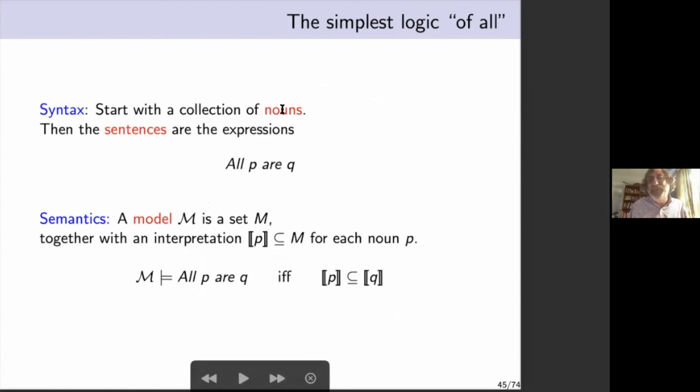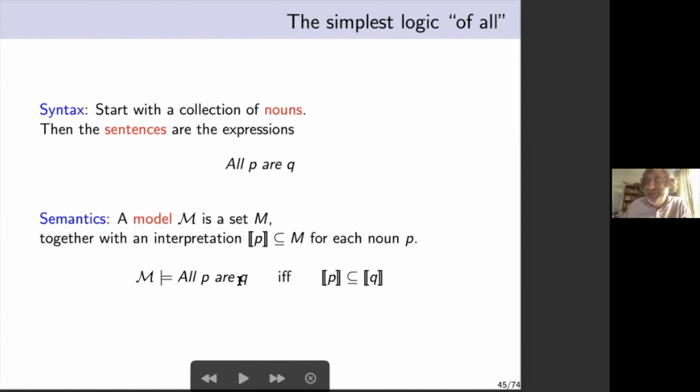For A, we start with a bunch of nouns, like animal names, taxonomic information. And the only sentences I have are all P are Q. So that's it. That's the only syntax that we have. And it has a formal semantics, namely the model is just a set together with an interpretation of the nouns as subsets. And I'll say that the model satisfies all P are Q.